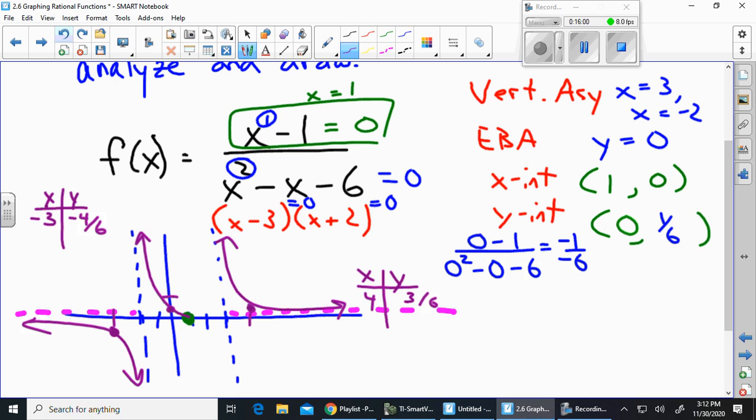Now here, it could go up or it could go down. So you would have to put 2 in. If you put 2 in, on the top, 2 minus 1 is 1. On the bottom, 4 minus 2 minus 6, that's negative 8. So it's down there. So it has to be that. So you're using your head a little bit, but you did all of that without technology. Okay? And you have to be able to explain how you got it.